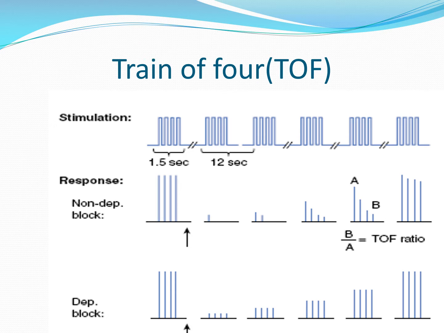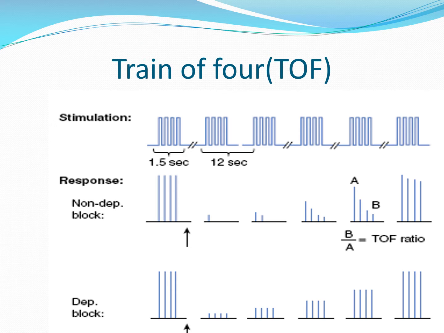And this is the train of four stimulation, as we see. Four stimuli are given every 10 seconds in a duration of about 2 seconds. So the duration from the onset of the first to the onset of the second group is 12 seconds.